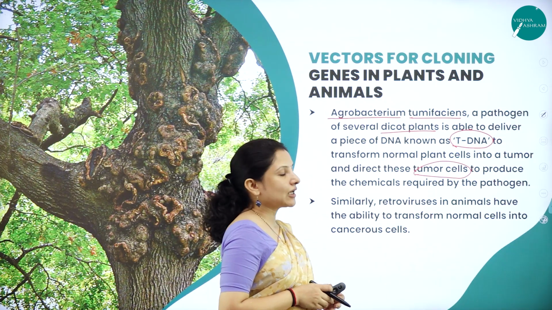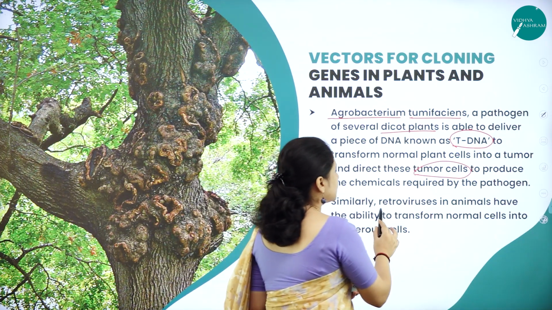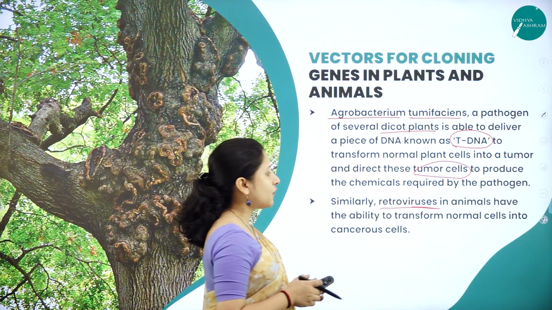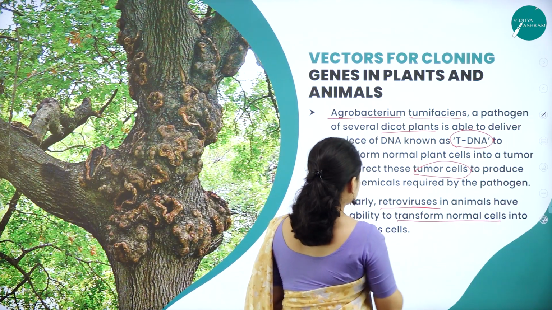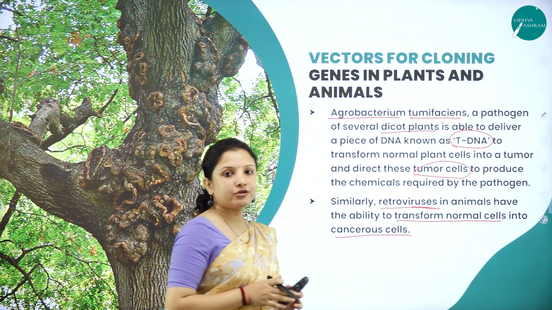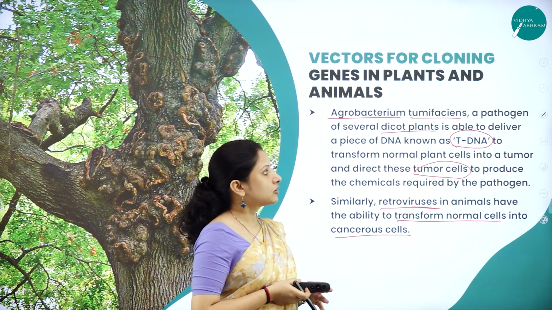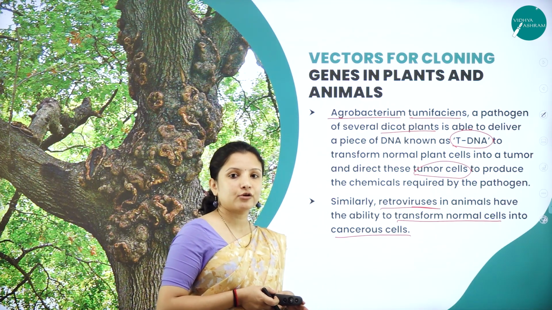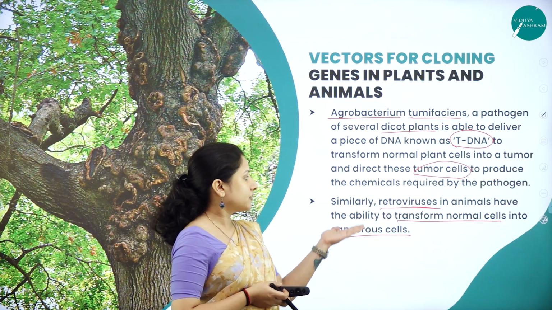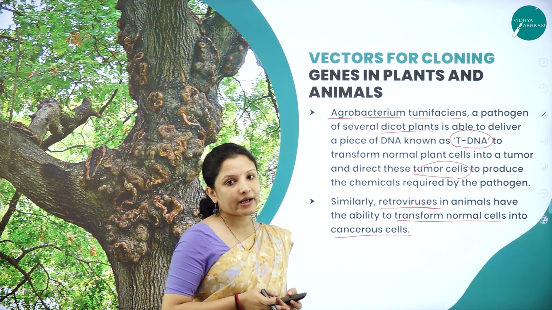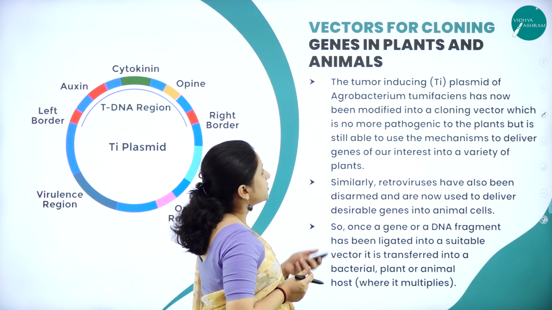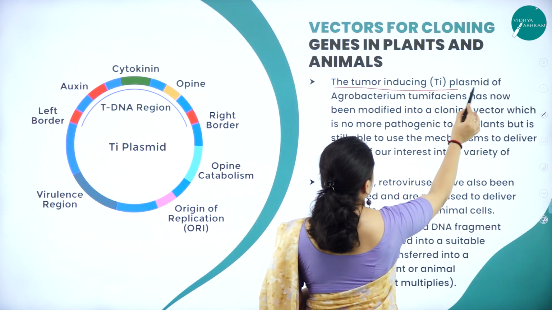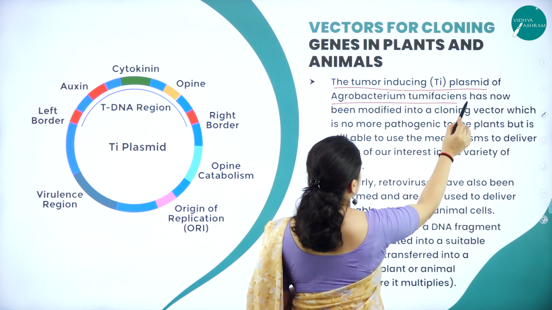Similarly, in animals, some retroviruses are used. These retroviruses have the ability to transform the normal cells into cancerous cells. These are also used for genetic recombinant technology. So, in plants, the most common vector that is used is Agrobacterium tumefaciens, and in the case of animals, retroviruses are used. The tumor inducing plasmid is called the Ti plasmid of Agrobacterium tumefaciens.